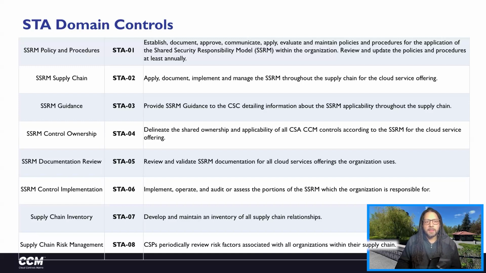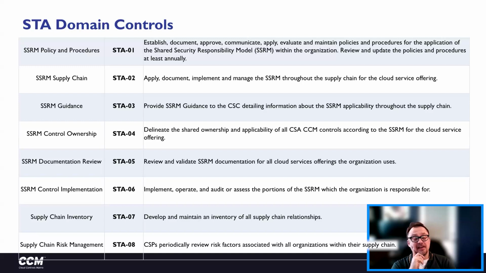So at the top here, we've got STA01, policies and procedures. All the domains of the CCM have this similar top-level control, and that's the need around well-defined policies and procedures for the domain. In the STA domain, that means how you're going to apply the shared security responsibility model through your documented, approved, communicated, annually reviewed policies, right?